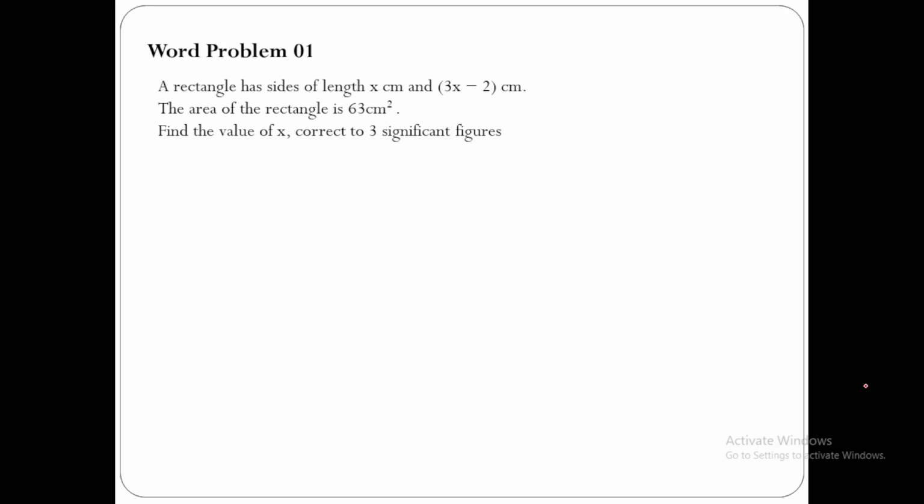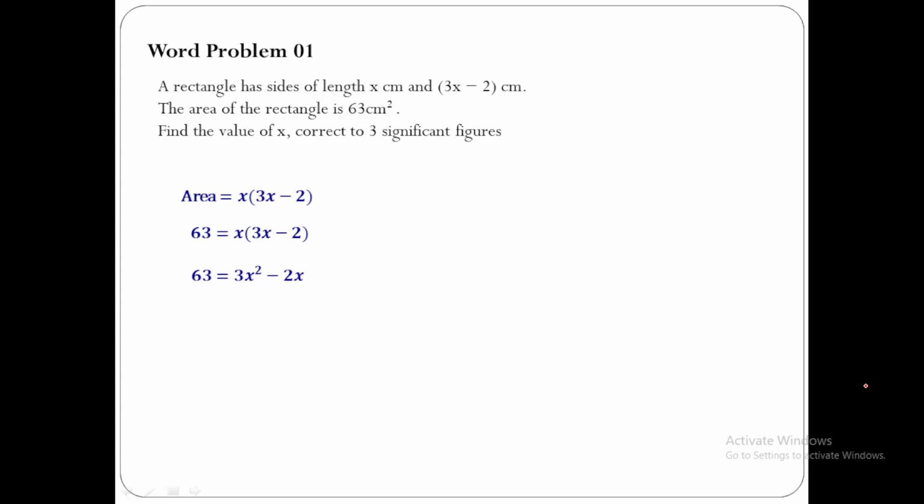Move to the solution. The area of a rectangle is nothing but the product of the length and the width. One side of the length is x centimeter, then the other side is 3x minus 2. So the product of x and 3x minus 2 gives the area, which is given as 63. So substitute 63. Then we distribute x with 3x and minus 2. We get 3x squared minus 2x equal to 63.